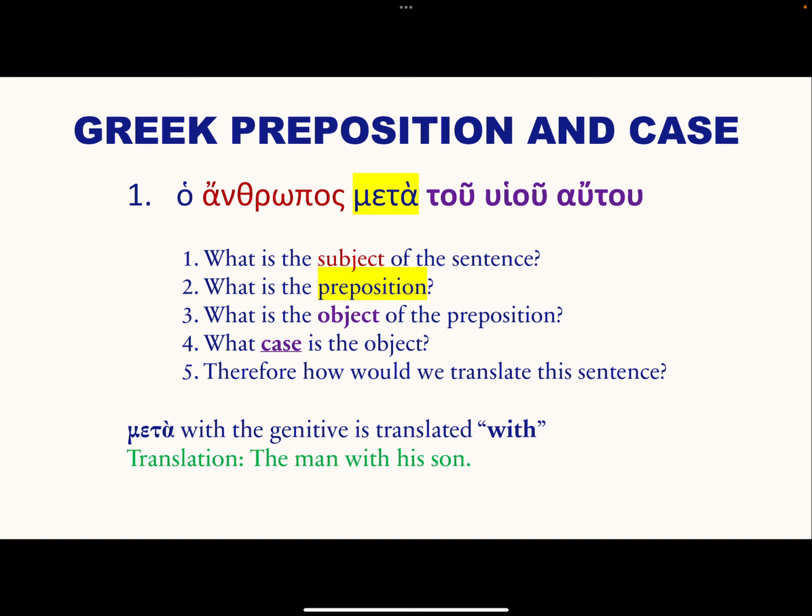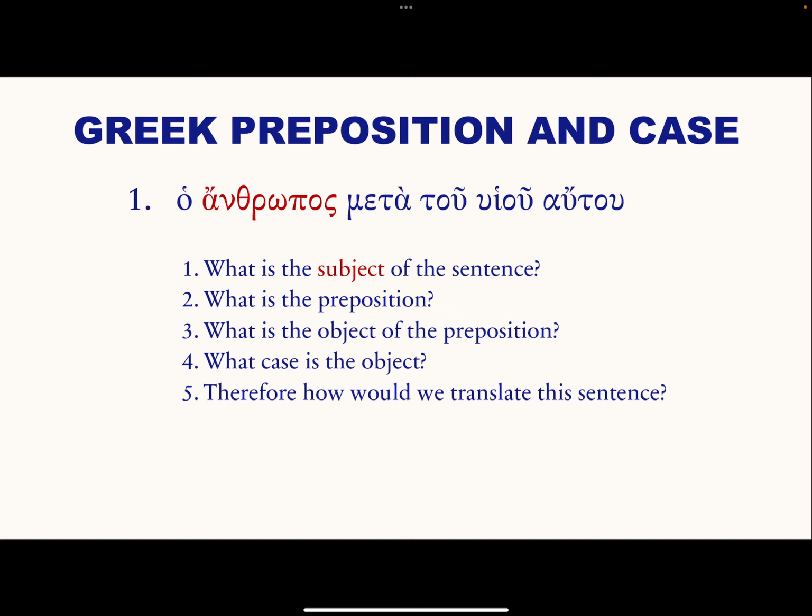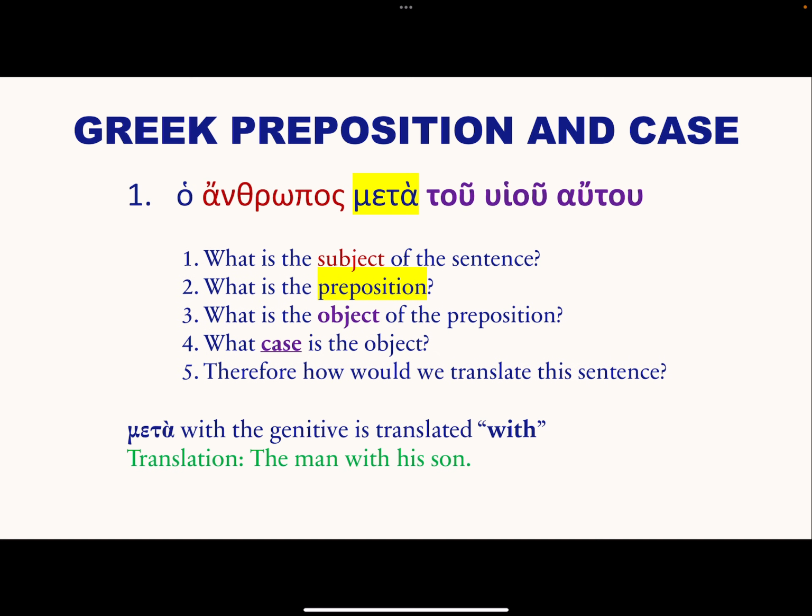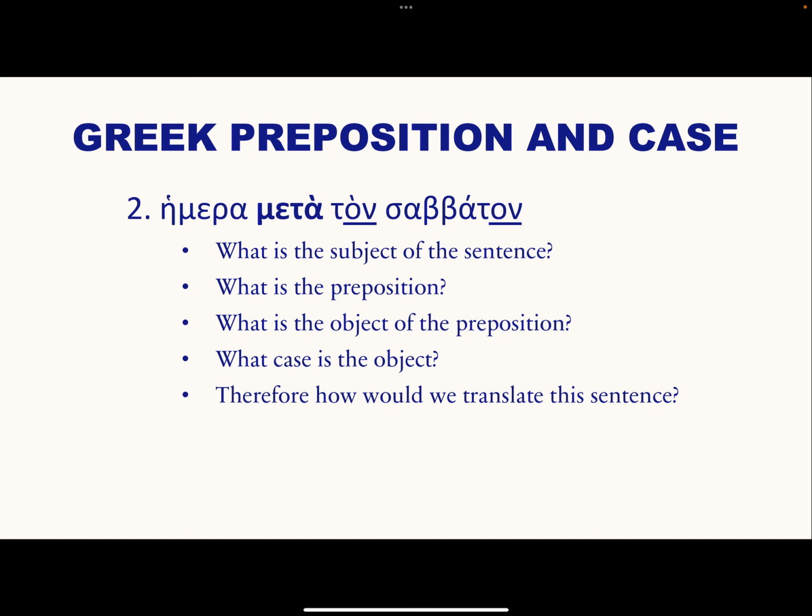So because this is in the genitive case, the item that comes directly after meta, our preposition, then meta means with. Meta means with when it's followed by something in the genitive case. So the translation for this sentence would be the man or the person with the son autu, of him. So the man with his son.